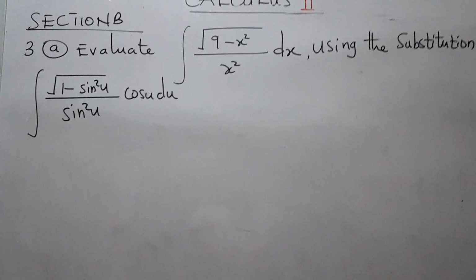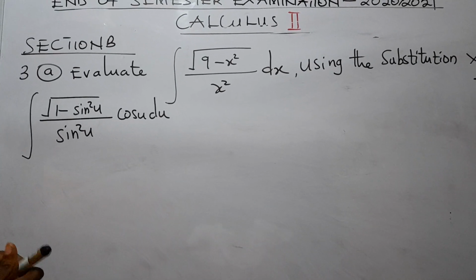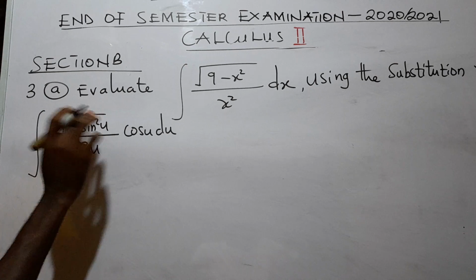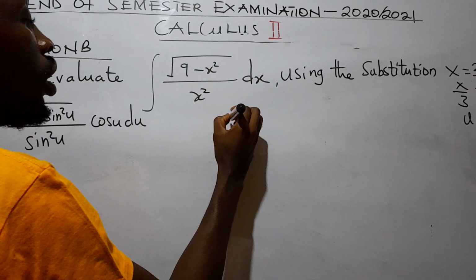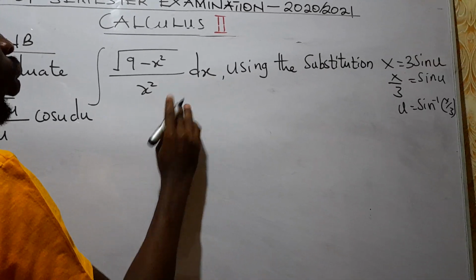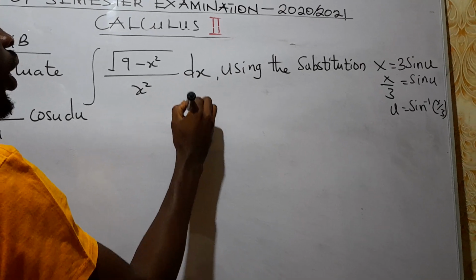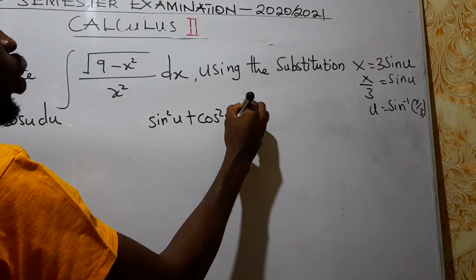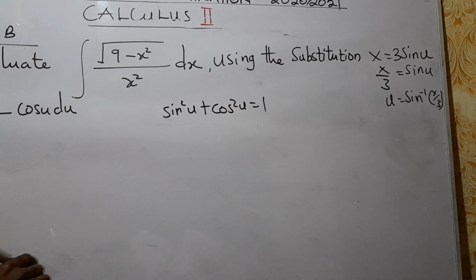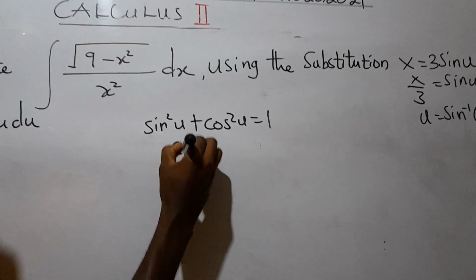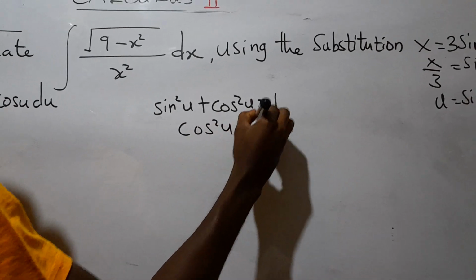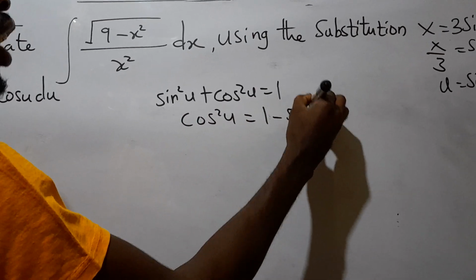So this is our 13 marks question. You should get it to be long. So let's get the identity for the square root of 1 minus sine square u. Remember, sine square u plus cos square u will be equal to 1 from our trig identities. So we can say that cos square u will be equal to 1 minus sine square u.